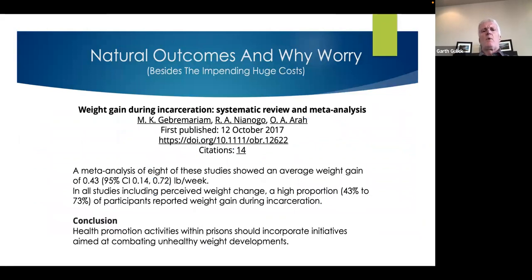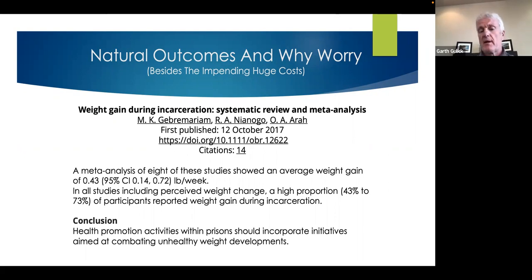So why worry about this in corrections? Well, we're going to see there's some huge costs coming, but we don't actually have any higher rate of diabetes in corrections than in the community. It's around 9–10%. Our patients do gain weight over time on average. And the combination, I did a quick search, and it's very different in different correctional situations.